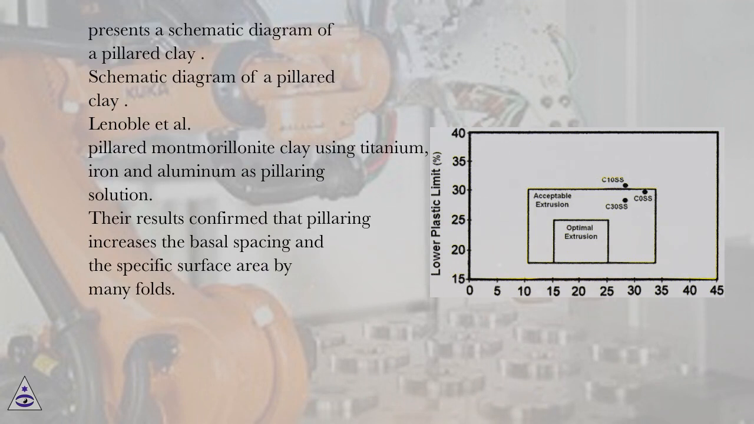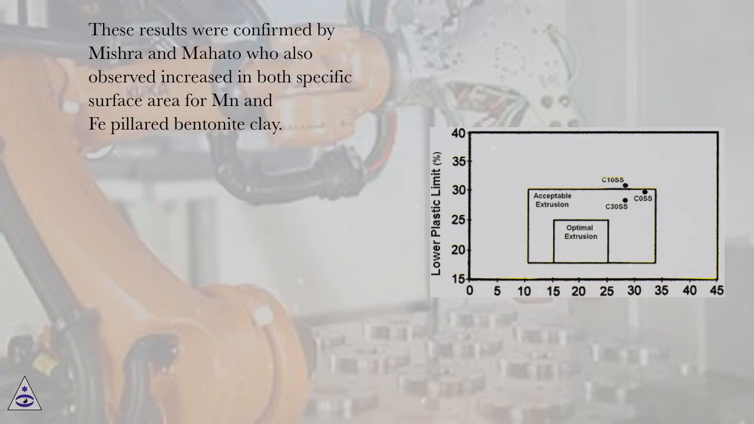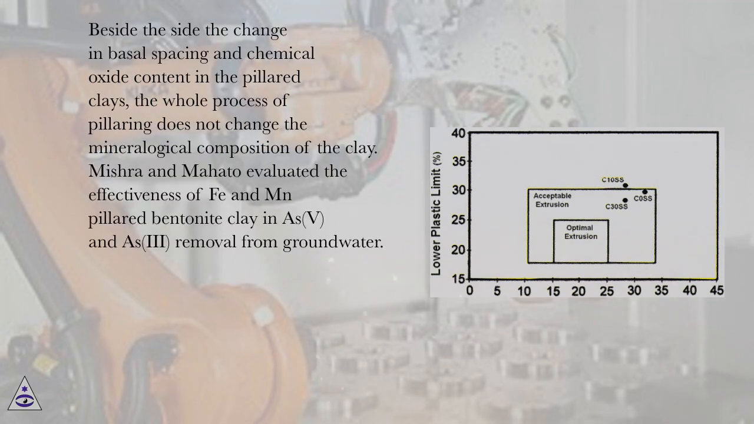Schematic diagram of a pillared clay. Lenoble et al. pillared Montmorillonite clay using titanium, iron and aluminum as pillaring solution. Their results confirmed that pillaring increases the basal spacing and the specific surface area by many folds. These results were confirmed by Mishra and Mahato, who also observed increase in specific surface area for Mn and Fe pillared bentonite clay. Besides the change in basal spacing and chemical oxide content in the pillared clays, the whole process of pillaring does not change the mineralogical composition of the clay.